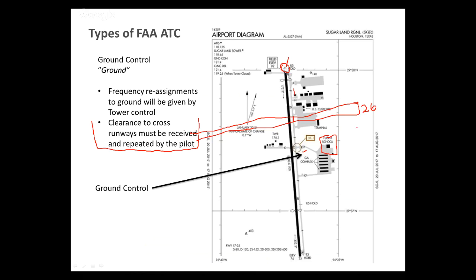And as well, you have to read back verbatim any hold short clearance. So if the controller were to say to you, November 1234, Sugarland Ground, taxi runway 17, hold short runway 26, then you would have to respond, Sugarland Ground, November 1234, taxi 17, hold short runway 26, verbatim, and you would have to stop your airplane right here and not cross runway 26. The reason you're getting that clearance is the controller's expecting some activity on runway 26, whether it be a landing or a taking off aircraft. So runway crossing clearances and hold short clearances are extremely important when you're working with a ground controller at a controlled airport.